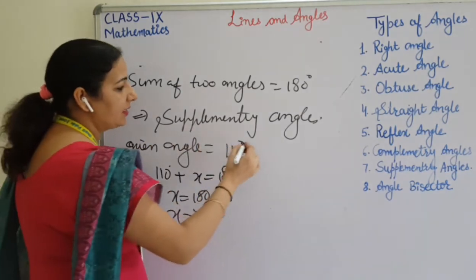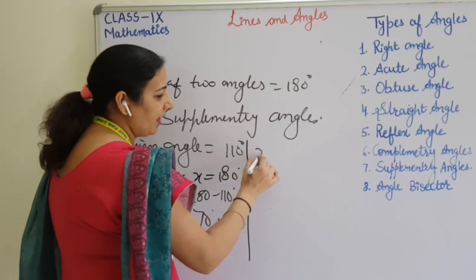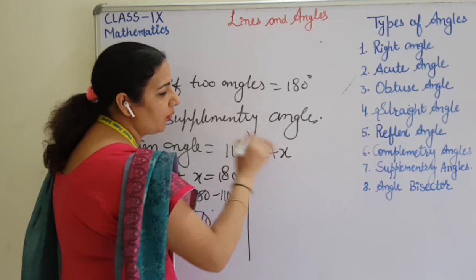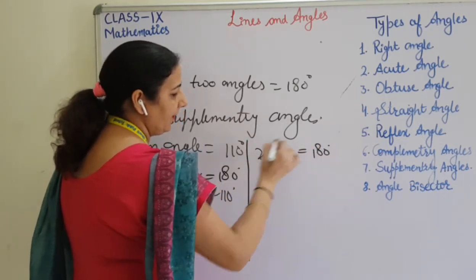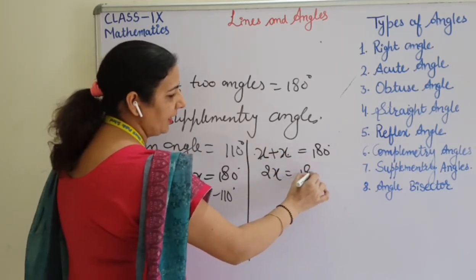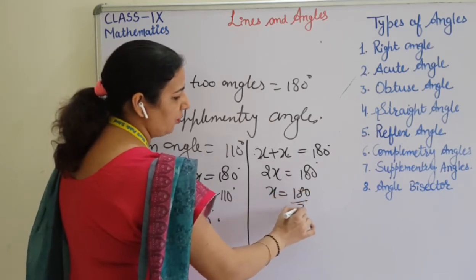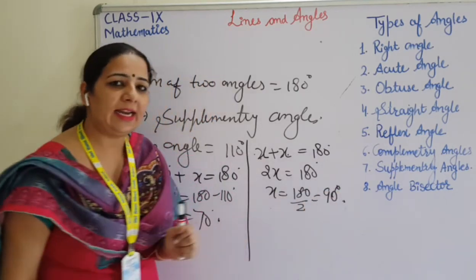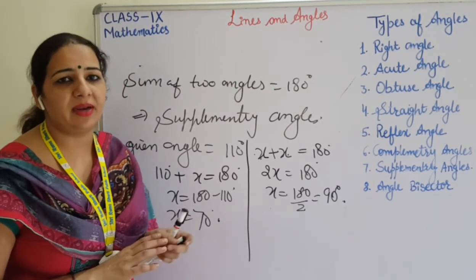Now the next is which angle is equal to its supplement. So I have taken the angle as x. Its supplement is also x. And for supplementary angles, the total sum will be 180 degree. x plus x is 2x, and this is 180 degree. x is equal to 180 upon 2, and x is equal to 90 degree. So 90 degree is the angle which is equal to its supplement also.